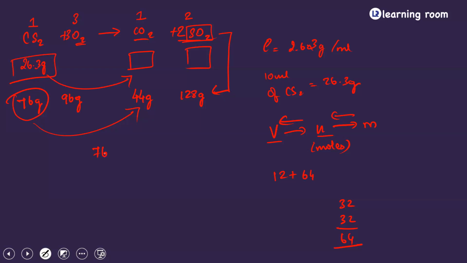Suppose 76 grams of carbon disulfide, I am getting 44 grams of carbon dioxide. About 26.3 grams, what will be the mass of carbon dioxide produced? So what will you do now? 76 by 26.3 equal to 44 by x. So x is equal to 44 into 26.3 by 76. We'll have to just solve it. Solve this and give me the final answer.